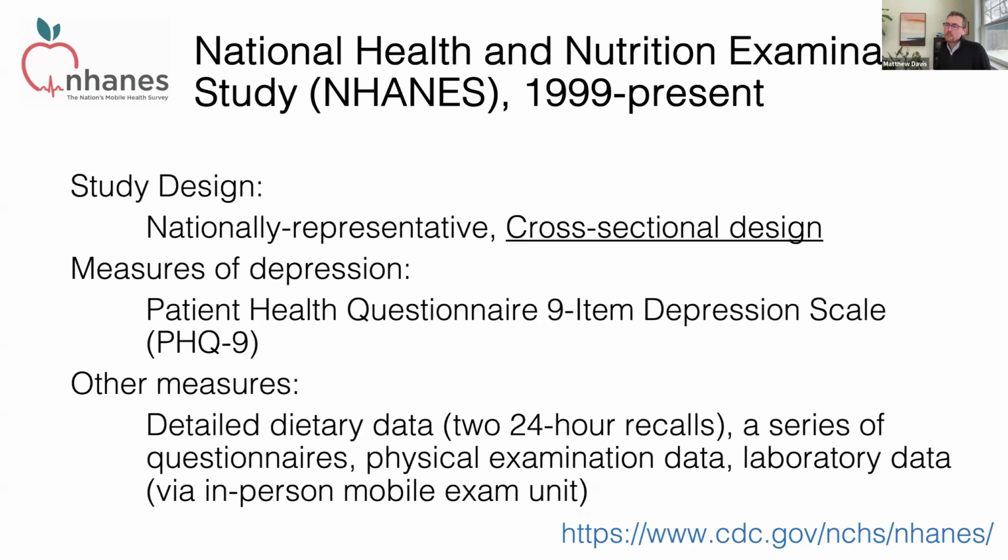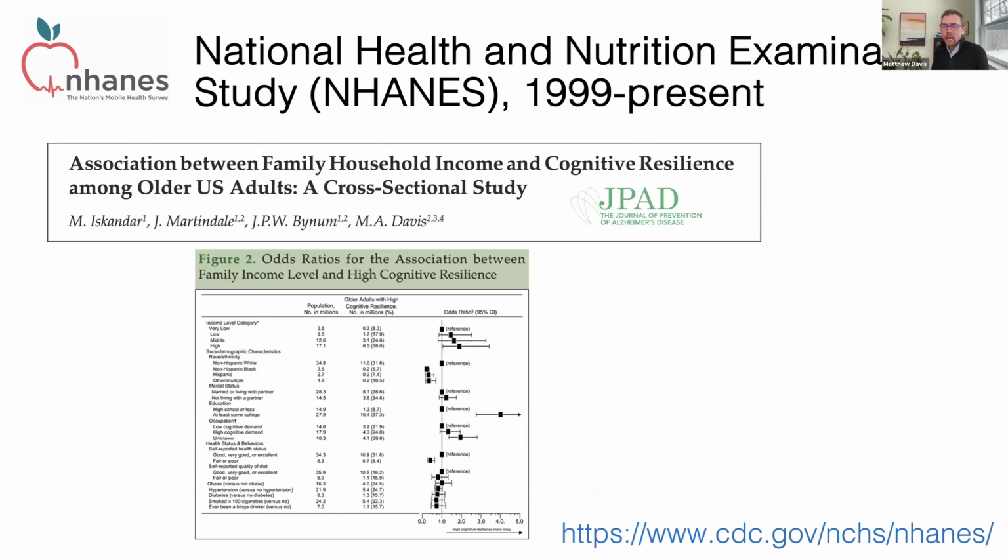In terms of depression, I believe there are some self-reported type measures, but in addition to that, they also collect the patient health questionnaire 9-item depression scale. It is a cross-sectional design, so it's designed to make annual cross-sectional estimates and look at relationships that way. There were some prior data sets before 1999 that were longitudinal, but they're pretty dated at this point.